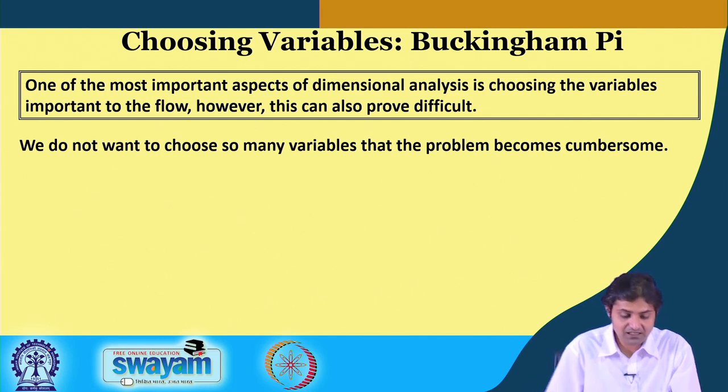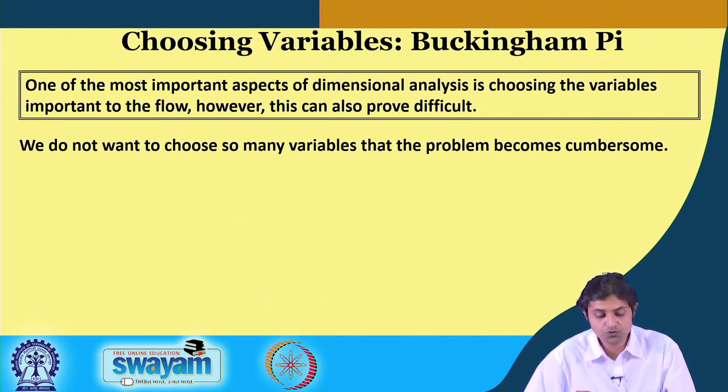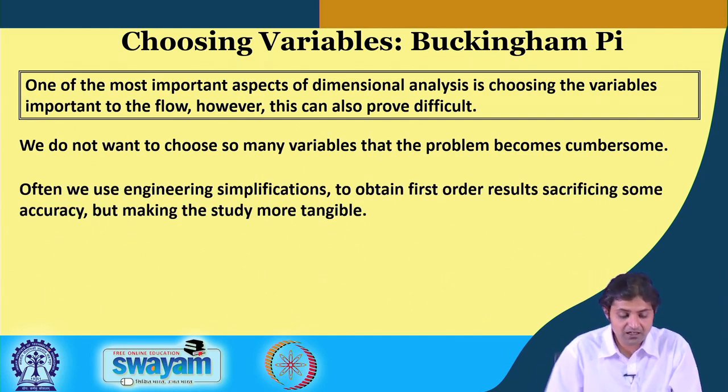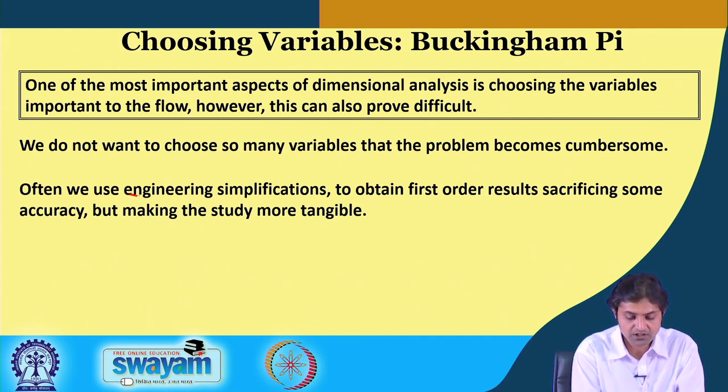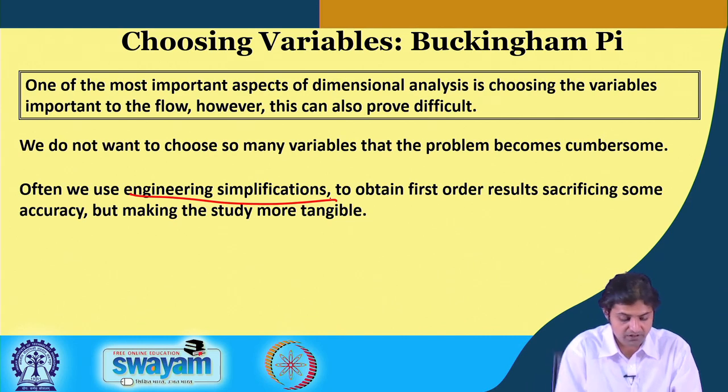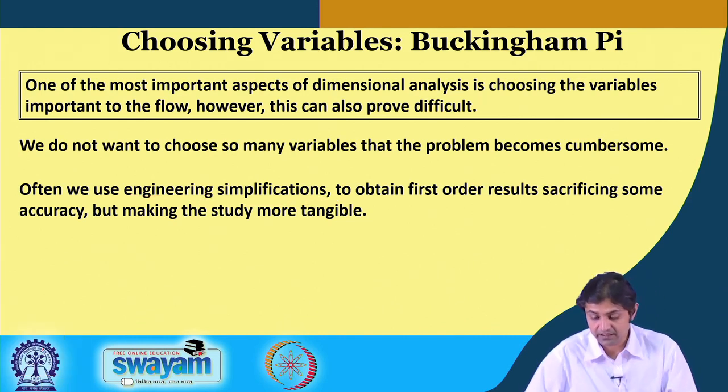The guideline is that we should not choose so many variables that the problem becomes cumbersome. If we choose 100 variables, then the problem will be large, and it is very difficult to even solve it using dimensional analysis. So, to be able to do that, we use engineering simplifications. So, what does this do? We obtain first order results, sacrificing some accuracy, but making the study more tangible.